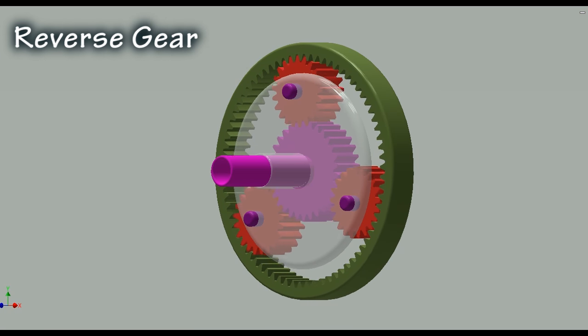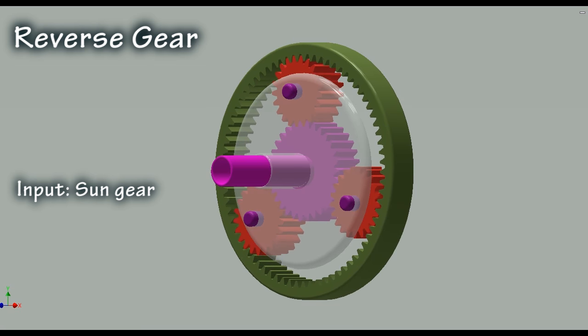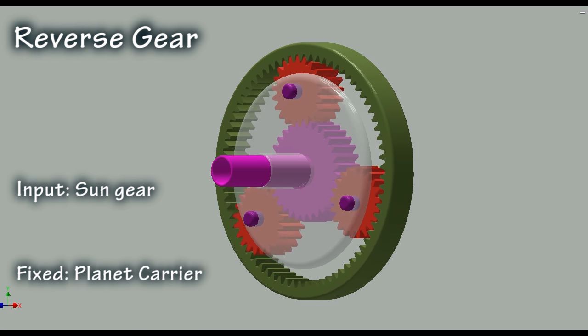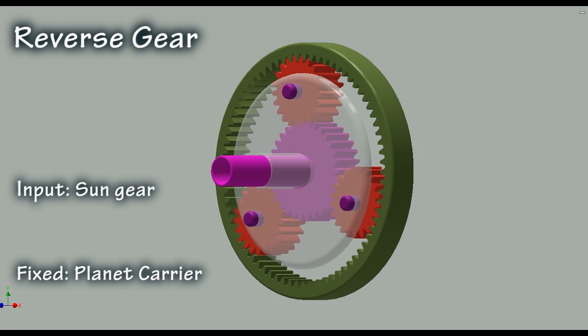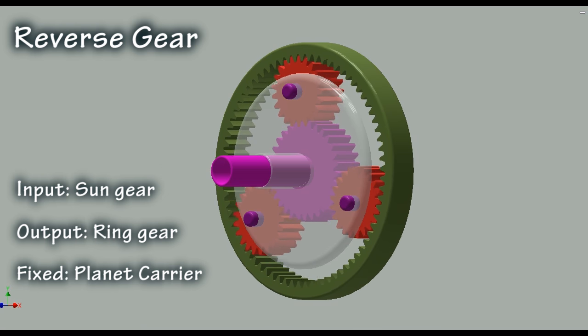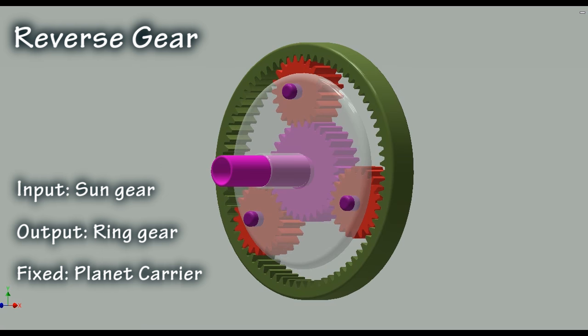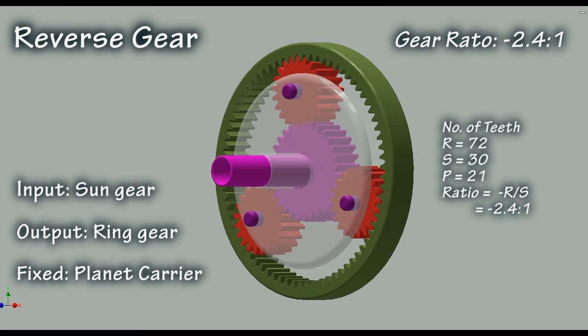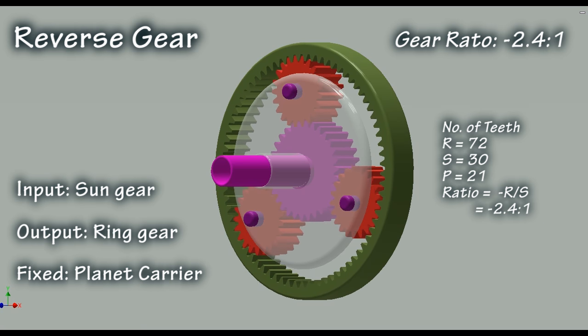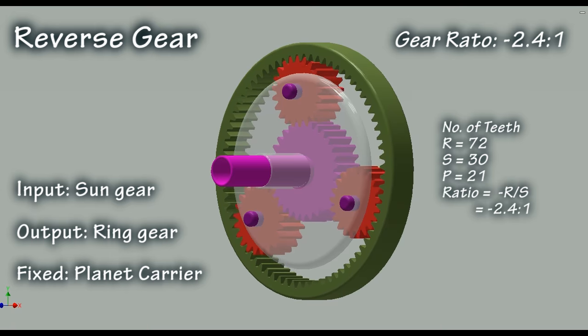In reverse gear, the sun gear is driven by the torque converter. The planet carrier is held stationary. The ring gear is connected to the output and drives the wheels of the car. Thus, a gear ratio of -2.4:1 is obtained, and the output speed is slower than the input speed.